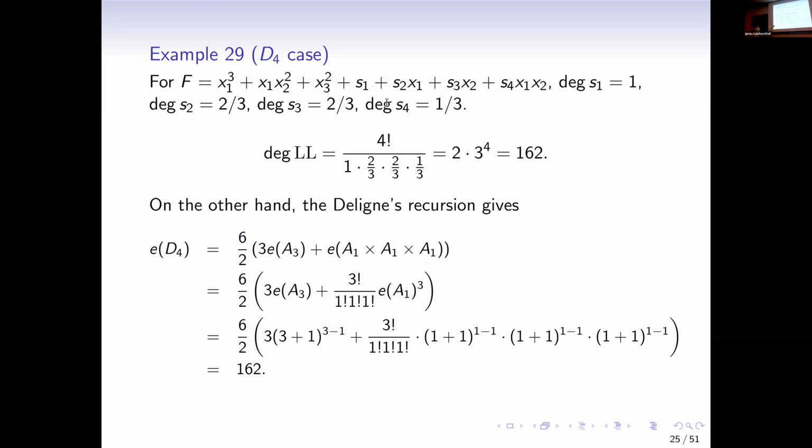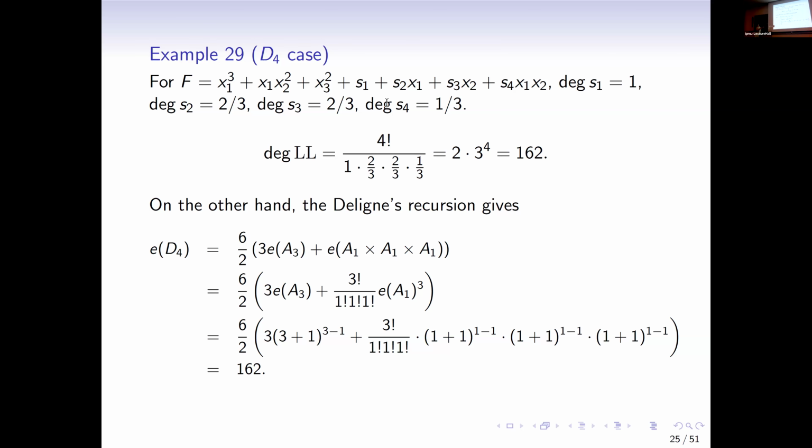So, I'd like to explain this in an example. In this case, of type D4, the universal unfolding is of this form. By the degree, the degree of s_1 is 1 and so on. And it's easy to calculate the degree of the discriminant, and this is given by 160.